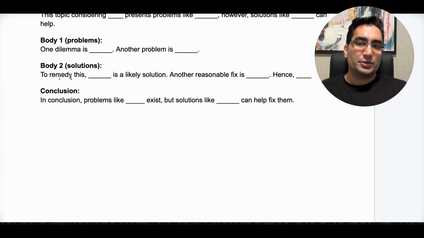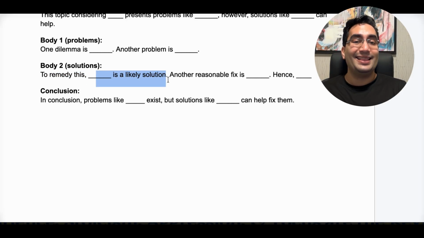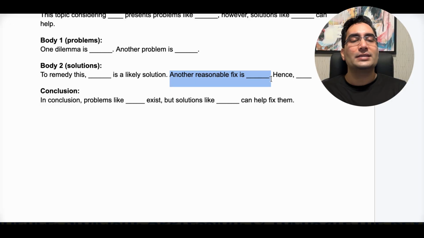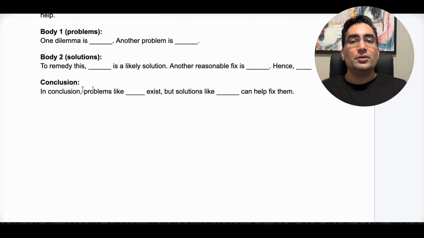Body 2 is going to be solutions. To remedy this, showing the examiner that we're in the solutions paragraph, is a likely solution, and this is one solution which you will elaborate right here. Okay? Before you move on to the next solution, starting with another fix is this. Elaborate the second solution. Finish off with hence. This is your concluding sentence, which is not in body 1 because we're showing the examiner a variety. In conclusion, problems like exist, but solutions like can help fix them.